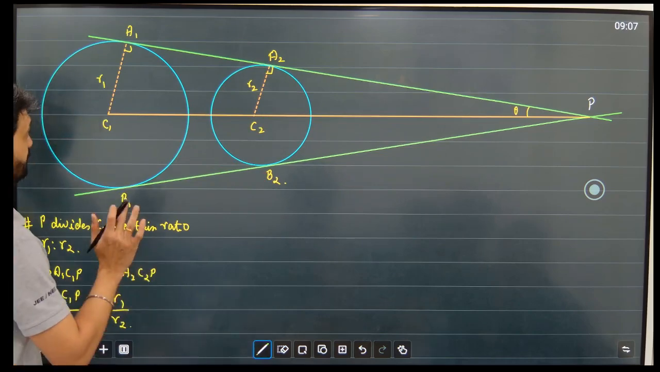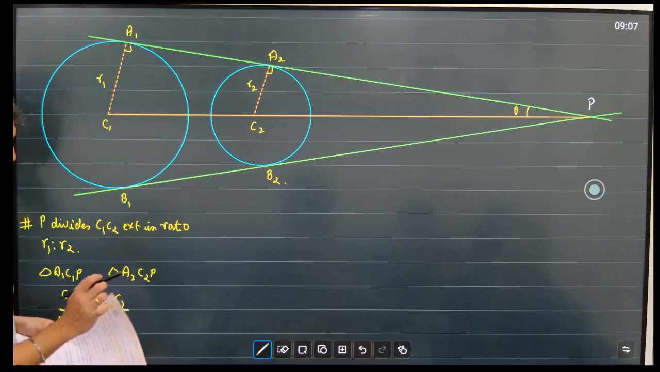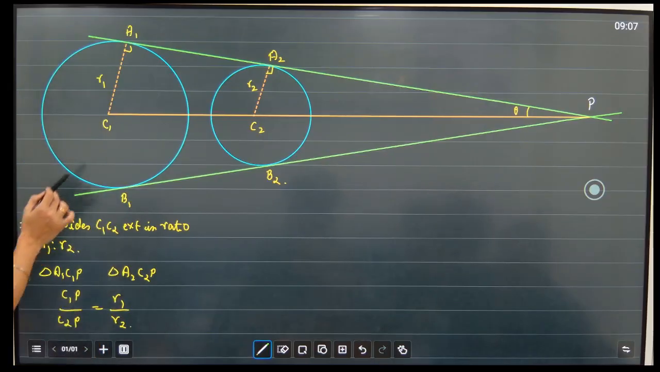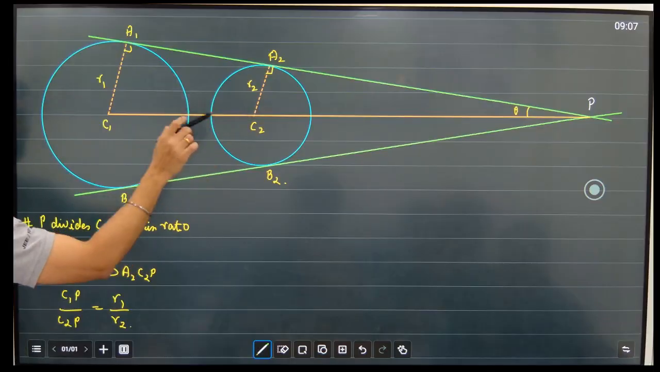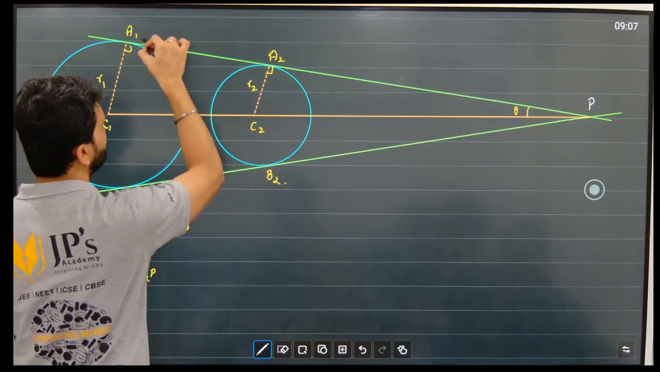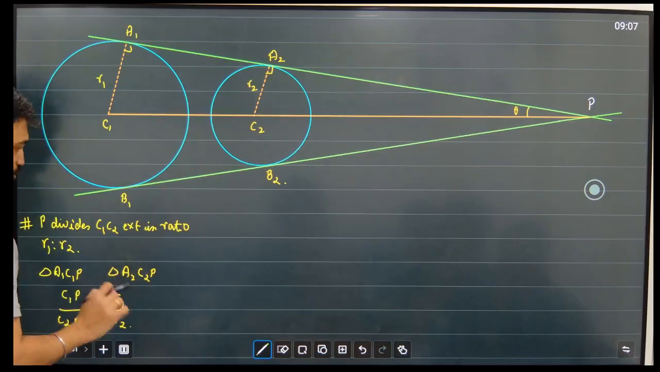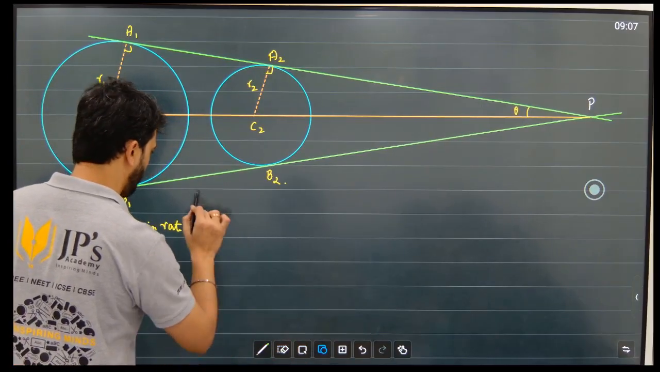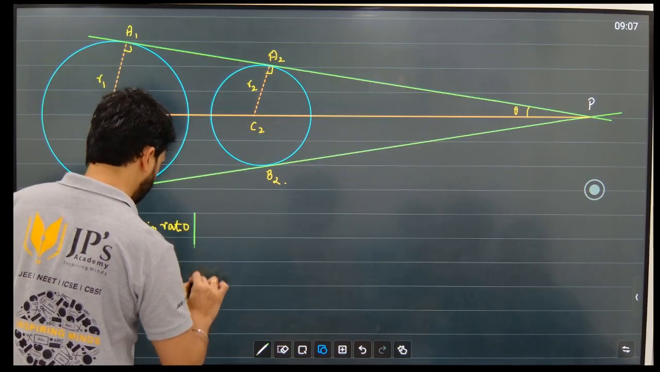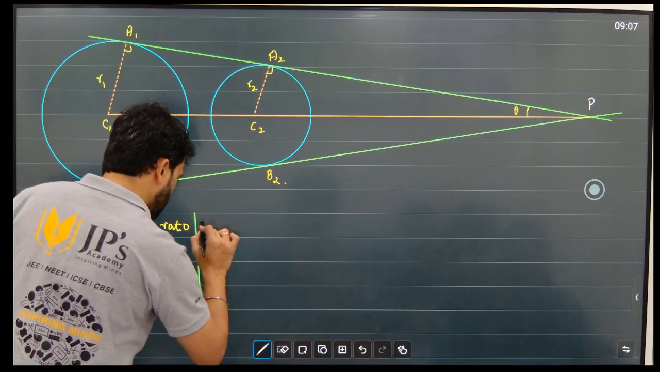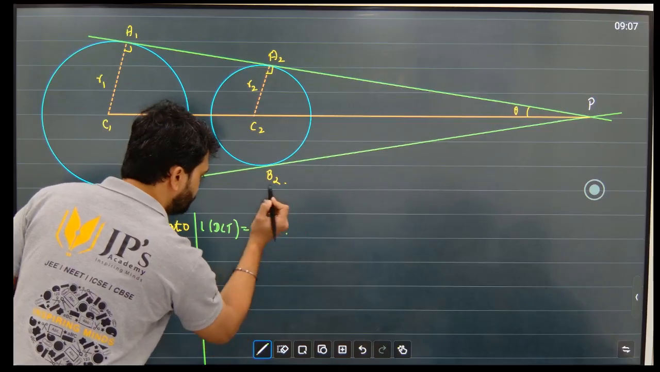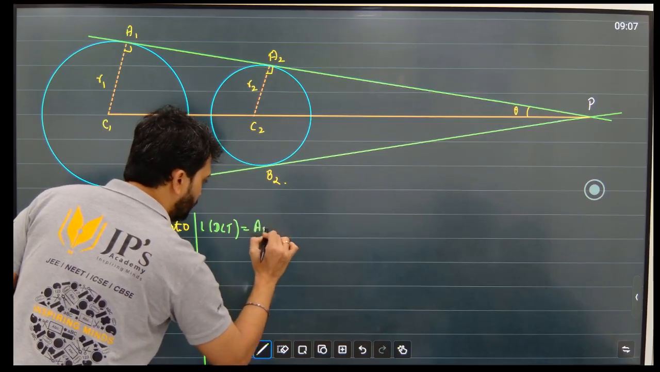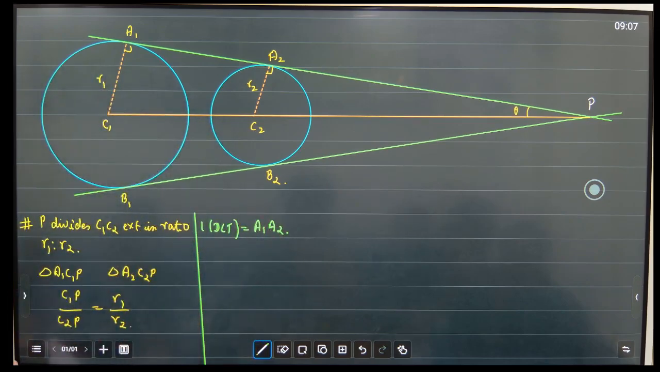Now, length of direct common tangent. The length of the direct common tangent is this A1A2. You can take this also, take any one. For our convenience, we'll take it as A1A2. Length of direct common tangent is equal to A1A2.